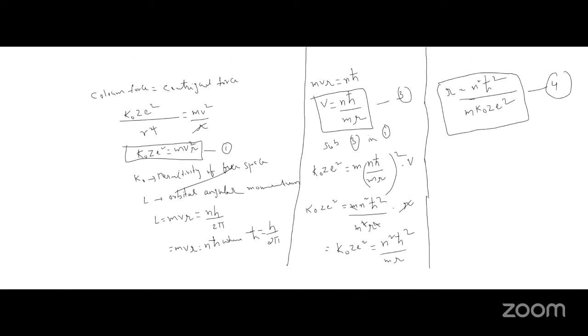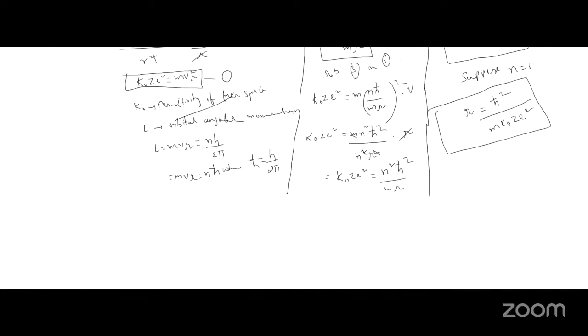Next, now I will come to different radii. Suppose n equal to 1. At that time, what will we get? R equal to h dash square by m K naught ZE square. Substitute the m value, h value, K value, Z value, e value.